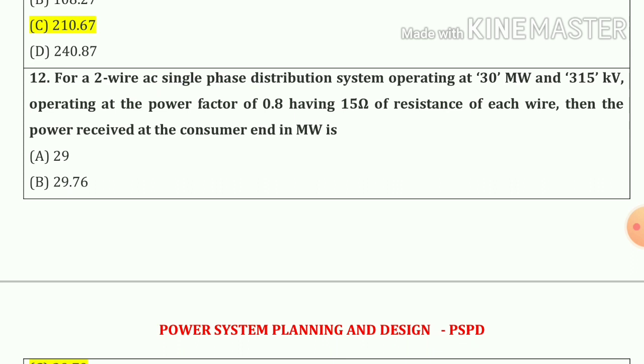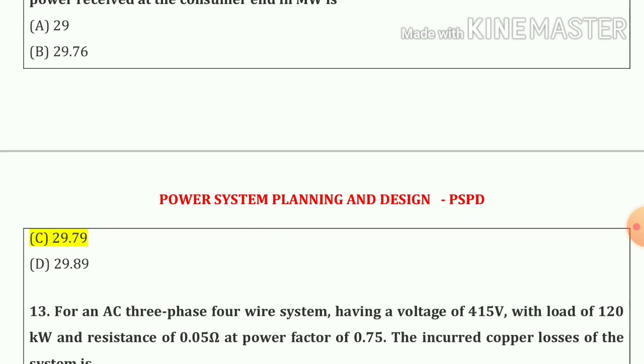Now question number 12. For a two-wire AC single-phase distribution system operating at 30 megawatt and 315 kilowatt operating at the power factor of 0.8 having a 15 ohm resistance of each wire, then the power at the consumer end in megawatt is, so answer is 29.79.